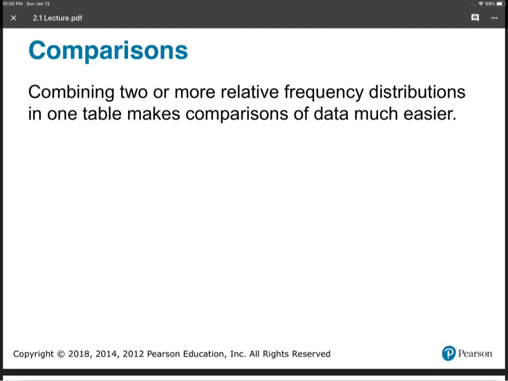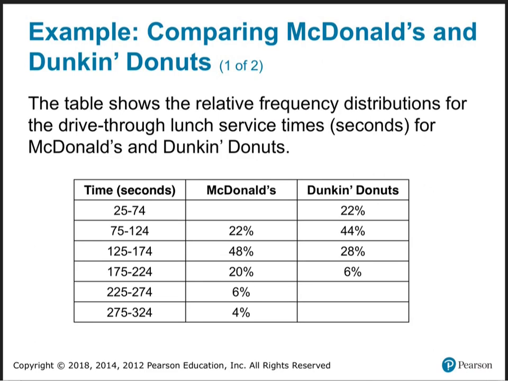Comparisons. Combining 2 or more relative frequencies in one table makes comparisons. Example, comparing McDonald's and Dunkin' Donuts. So we've been talking about McDonald's, and we figured out what percentage they serve between 75 and 124 and all the different percentages. How does that compare to Dunkin' Donuts?